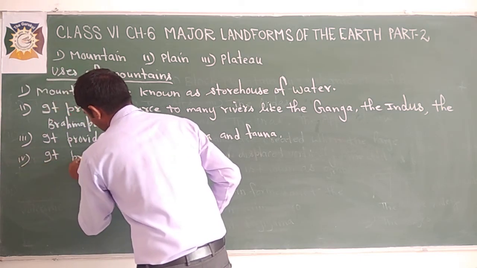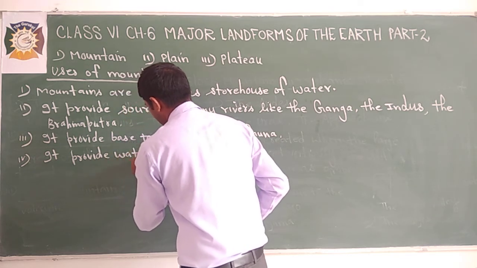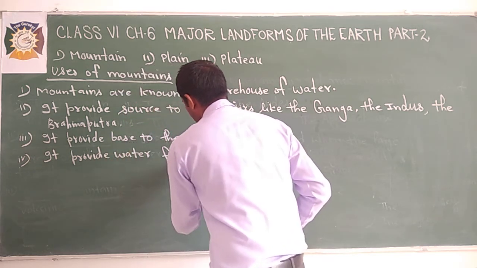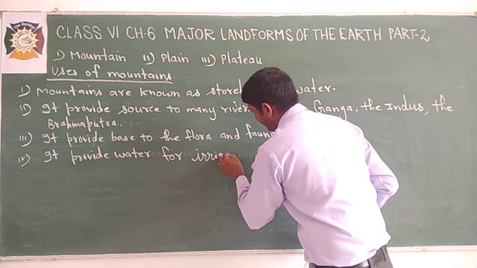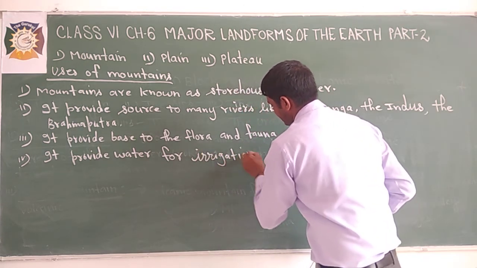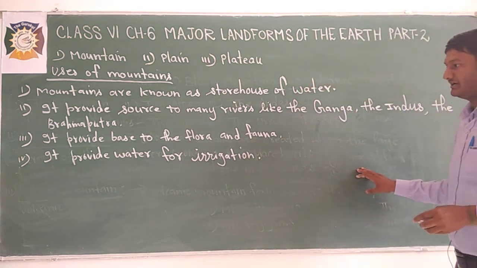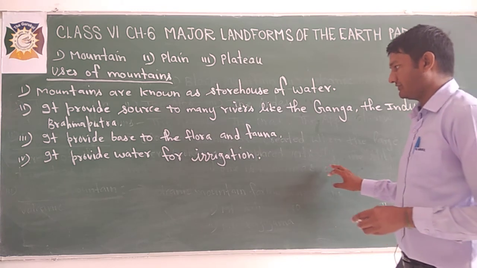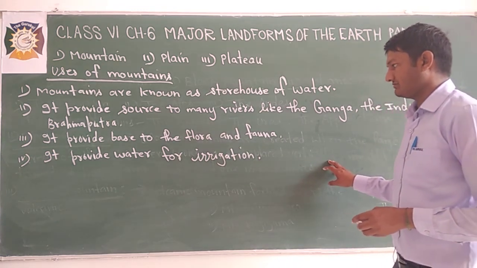And the next thing about mountains is that they provide water for irrigation. You might have seen the Himalayas mountains are very helpful for irrigation in India, especially in Haryana, Punjab, Western Uttar Pradesh, Bihar, West Bengal, as well as Rajasthan.